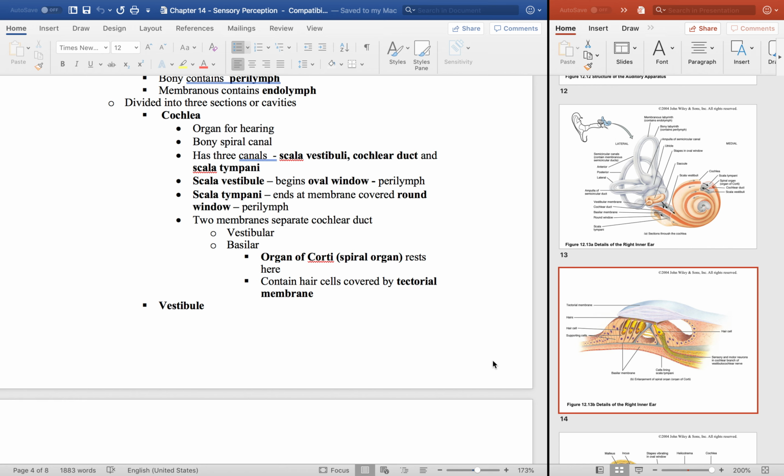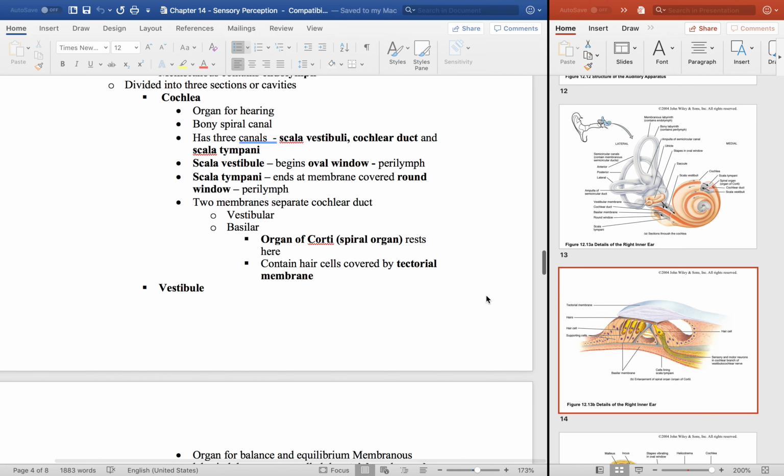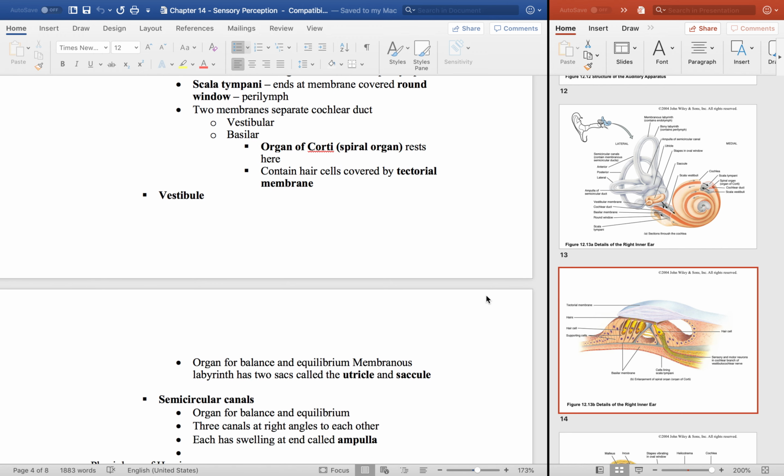I want you to start wrapping your brain around this. Where we actually hear is the organ of Corti, or where the actual cochlear duct is, okay? All right, I'm sure that's clear as mud. Stop this so you can listen to it for a little bit and look at these pictures going back and forth, okay? Thanks, bye.